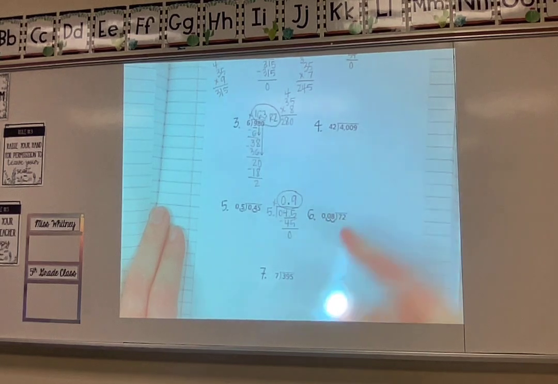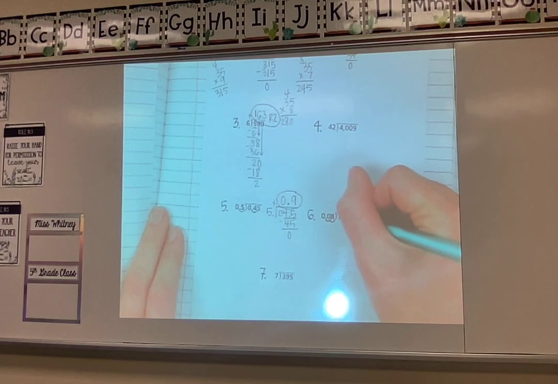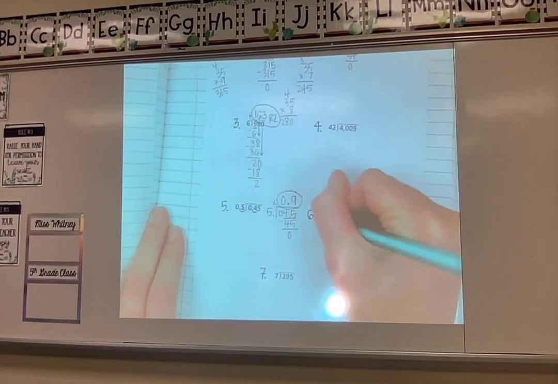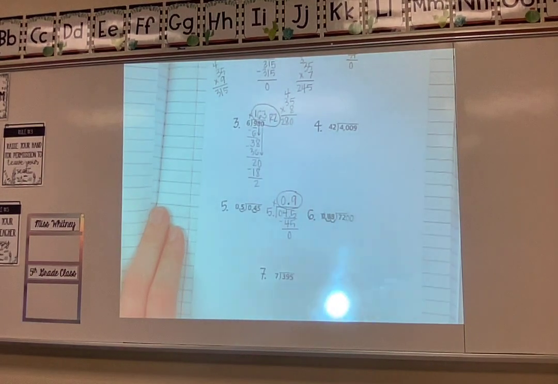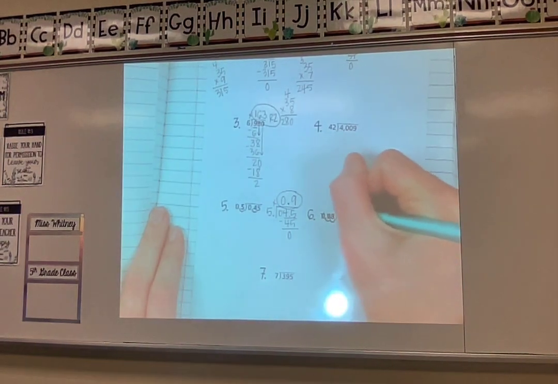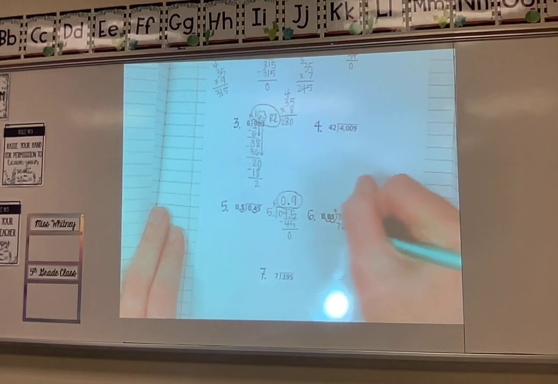And then I look inside my house, I don't have a decimal, so I know I need to add 2 zeros because I moved this 2 spots. Now I'm ready to divide. How many 8s will fit in 72? That would be 9. 8 times 9 is 72.